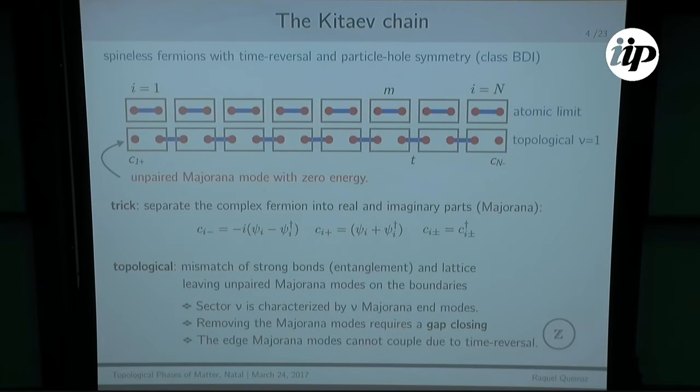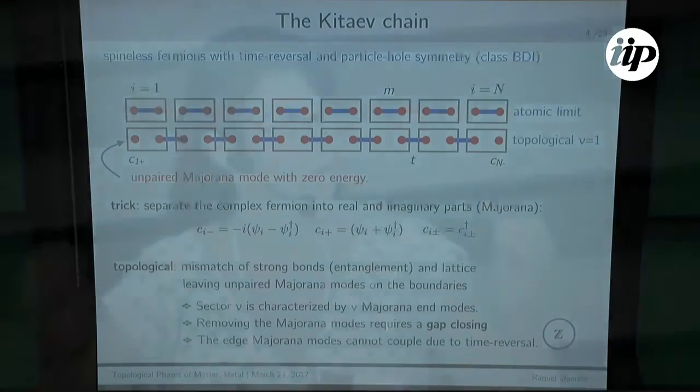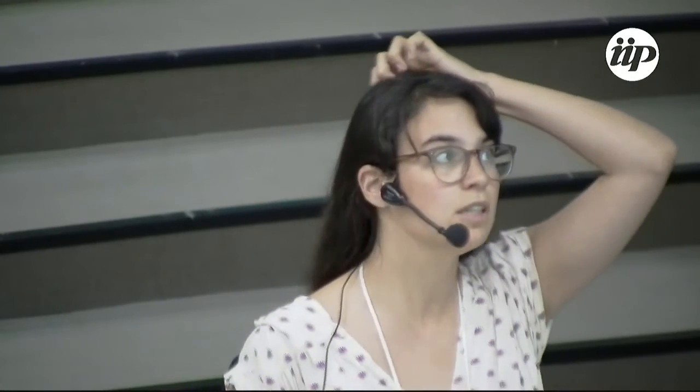The simplest example is, of course, the Kitaev chain, which we understand very well. We have a chain of fermions with an atomic unit cell. The usual trick is to separate each fermionic degree of freedom into a real and an imaginary part. There are two Majoranas, and these Majoranas are Hermitian operators. The way we entangle these Majorana states tells us in which topological sector we are. If we have strong bonds within the unit cell, this can be adiabatically continued to the atomic limit.